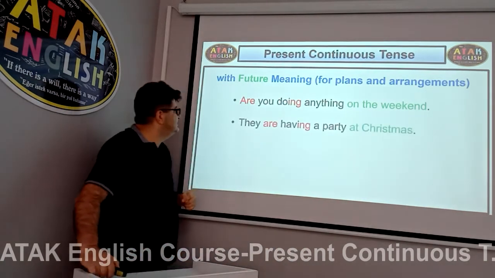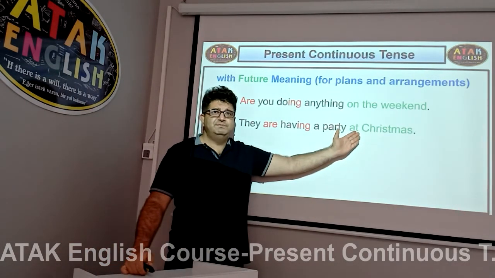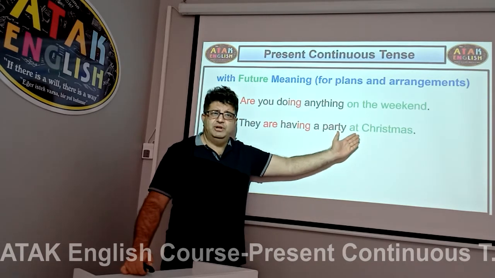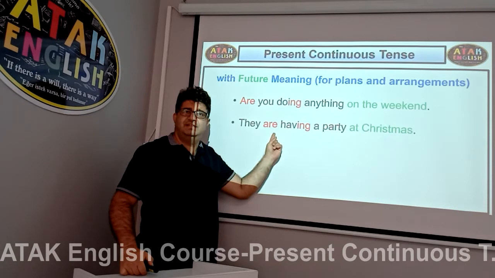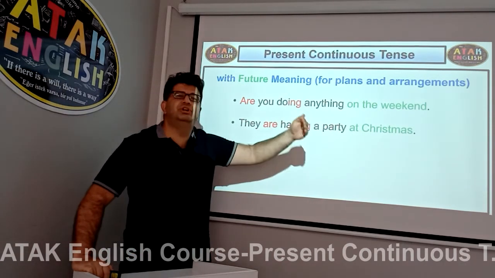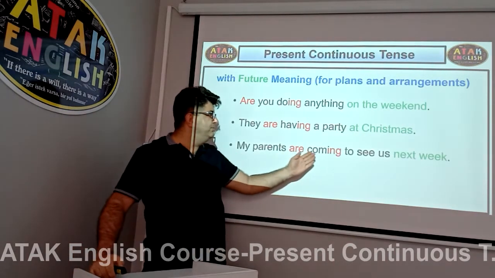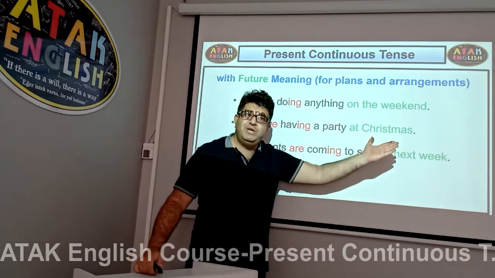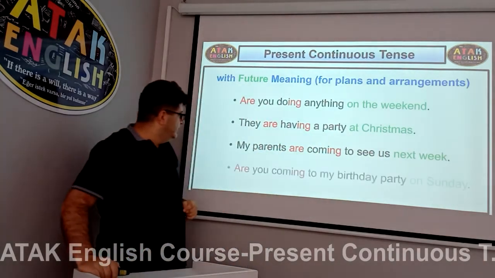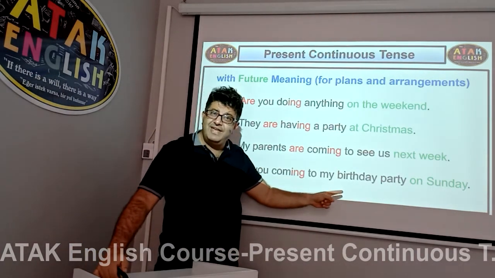Okay, let's give some more examples. They are having a party at Christmas. Christmas time hasn't come yet, so that's a time in the future. But I'm using the sentence in present continuous to give a future meaning. Another example, my parents are coming to see us next week. Future time expression. Last example, are you coming to my birthday party on Sunday?